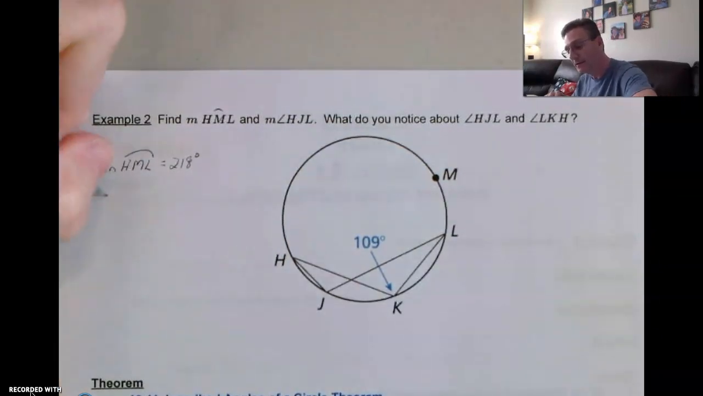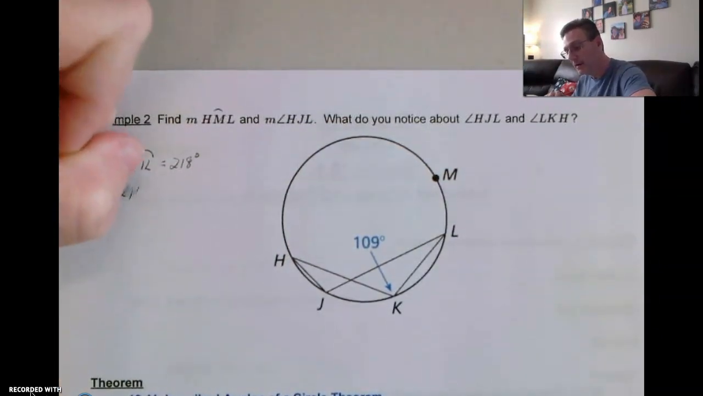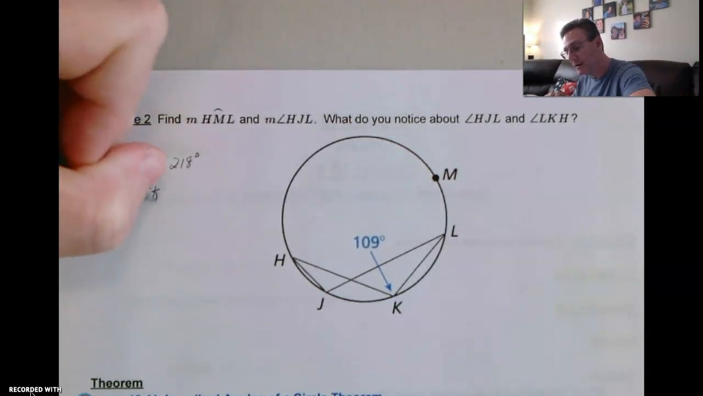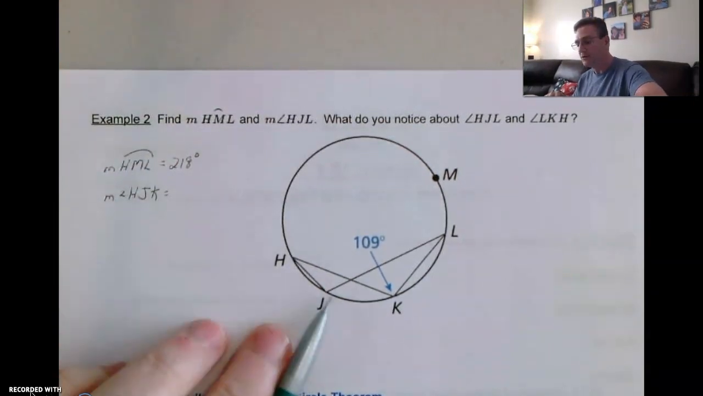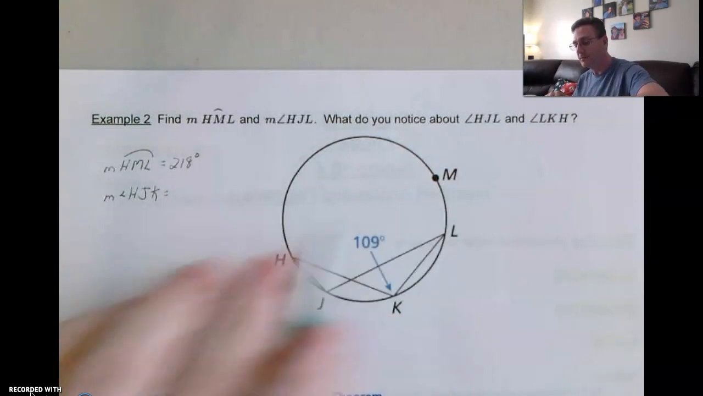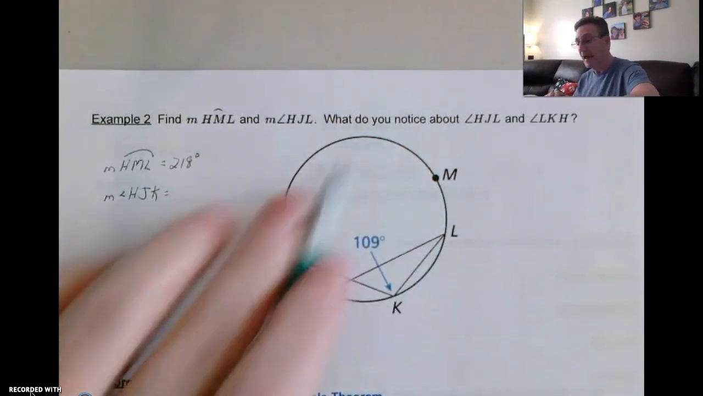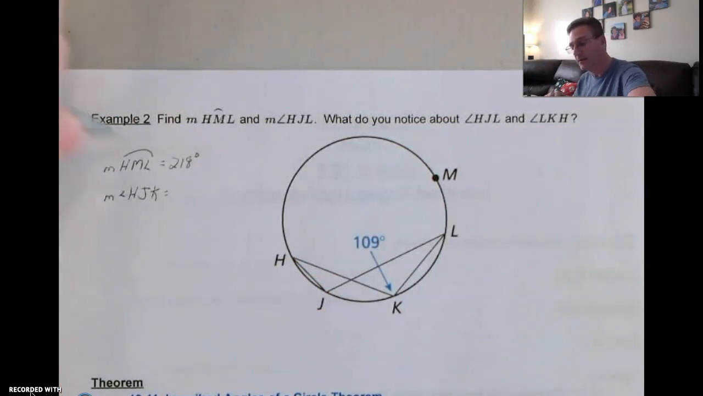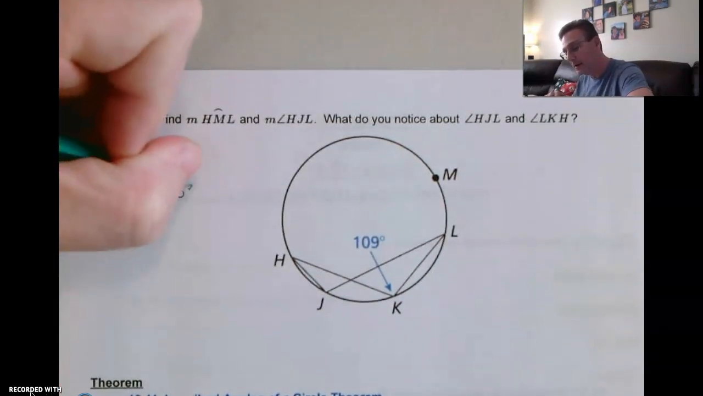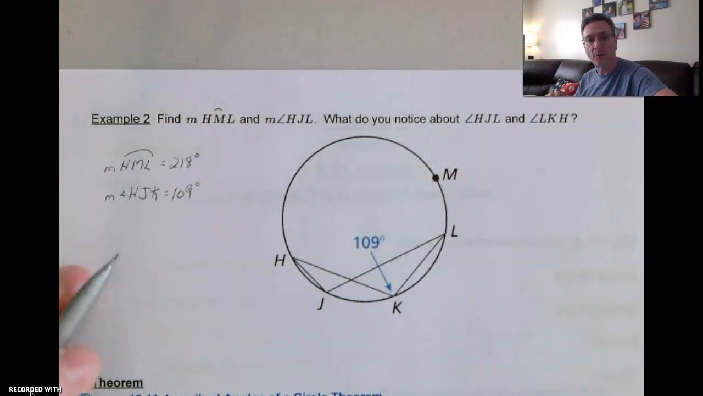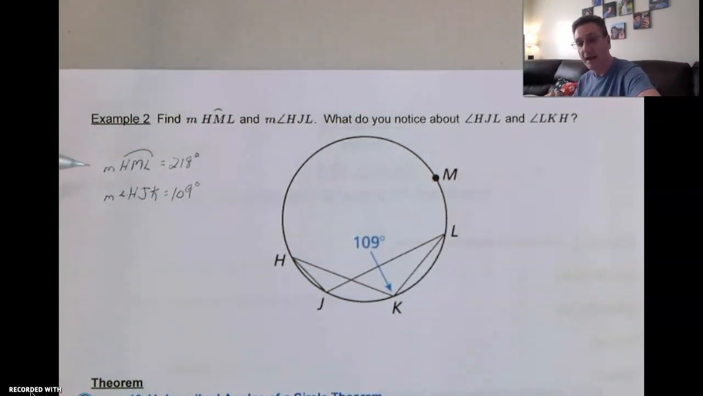HJK is here. So measure of angle HJK. HJK also intercepts arc HML, so it's got to be half of arc HML, so 109 degrees. What do we notice about the angle HJL and LKH? They're the same measure, therefore they are congruent.